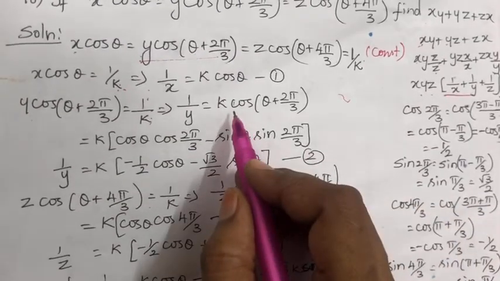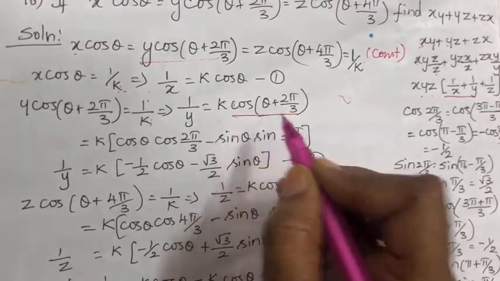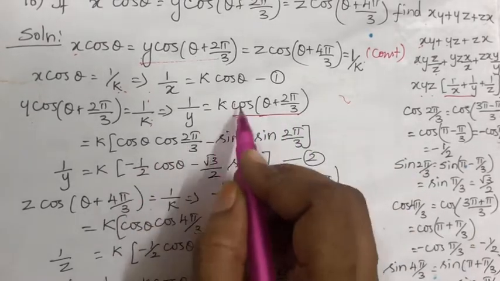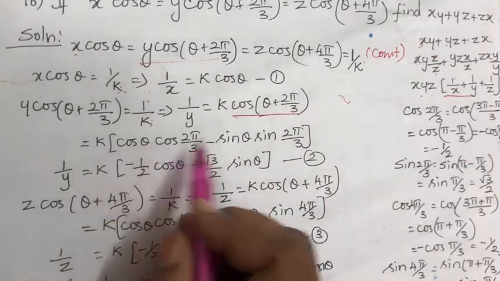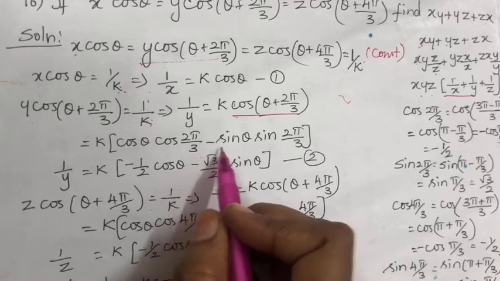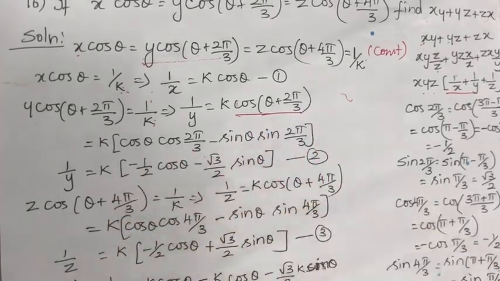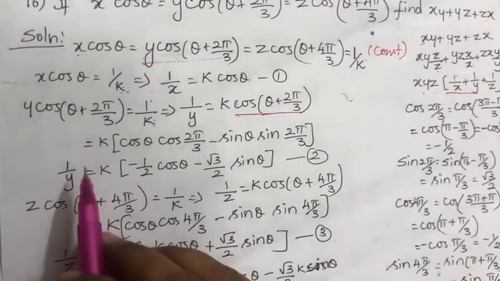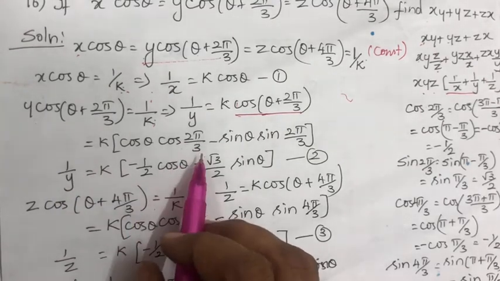So I am going to expand this cos(theta plus 2 pi by 3) in the cos(a plus b) form. So k into cos theta cos 2 pi by 3 minus sin theta sin 2 pi by 3. We have expanded it in cos(a plus b) form. Okay. So 1 by y is equal to k into cos 2 pi by 3.